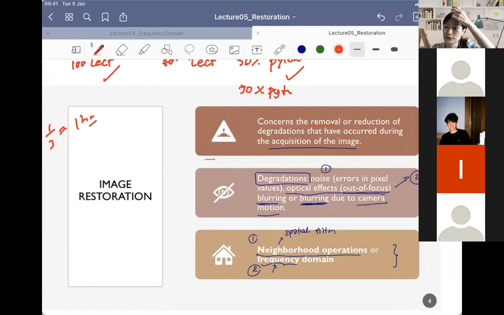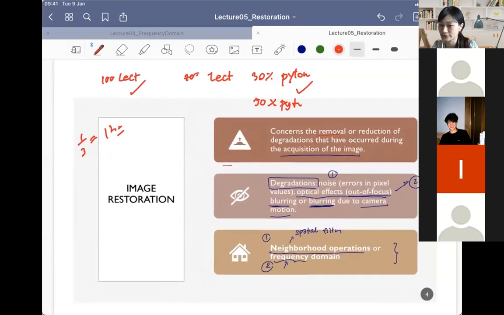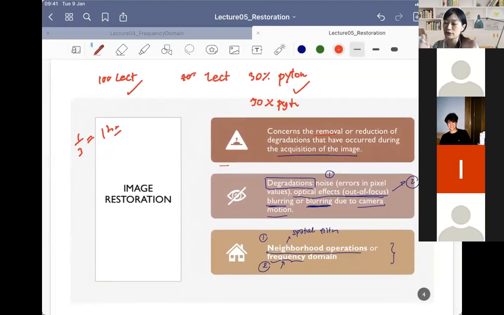I just want to take a look whether there are any other degradation that I have not thought about. One of your friends said low resolution. Oh, your friend asked about H and F. I'll talk about it very soon. But right now, can you give some example of image degradation? One of your friends said low resolution.